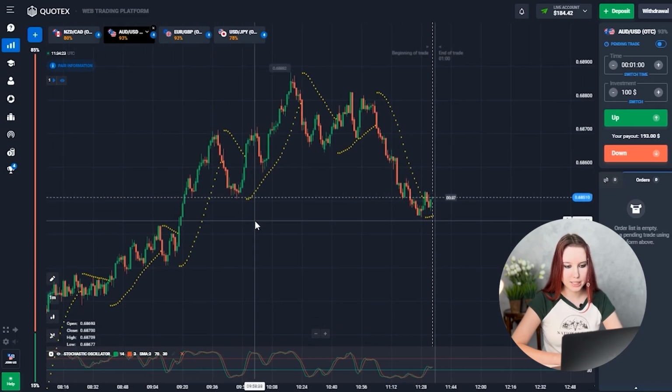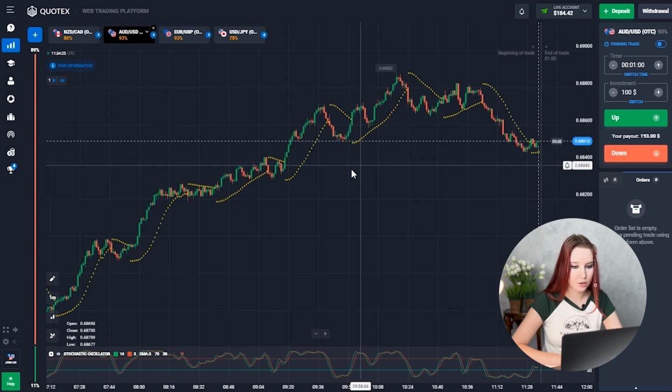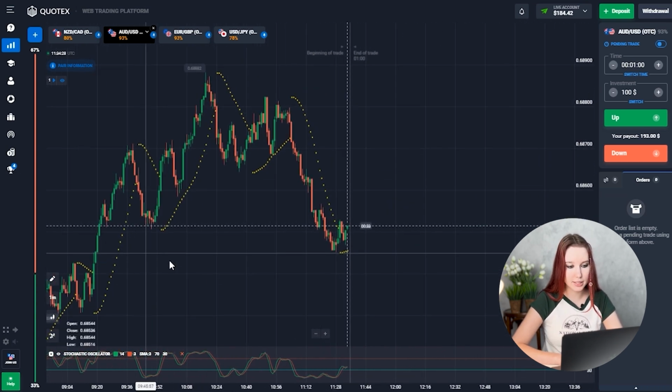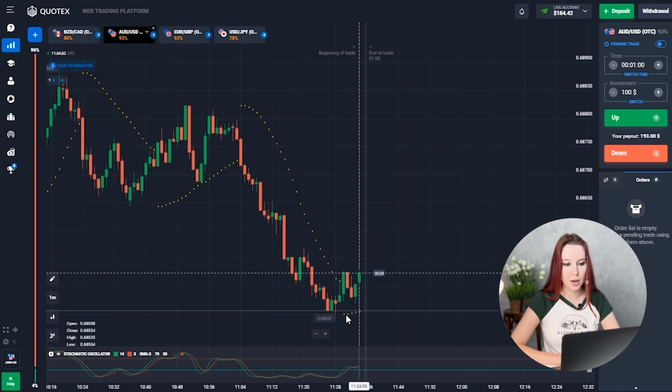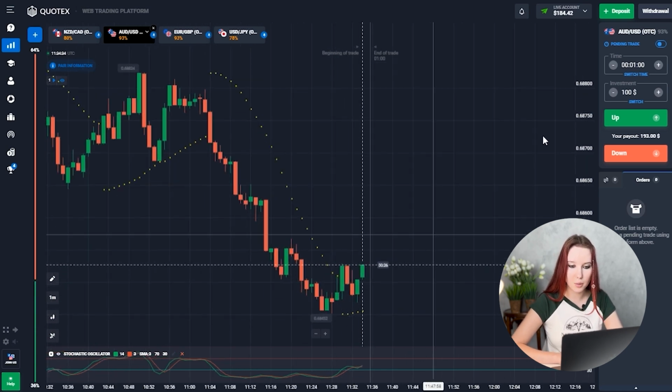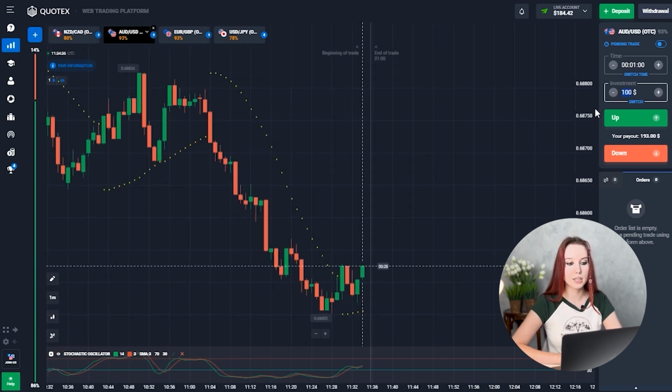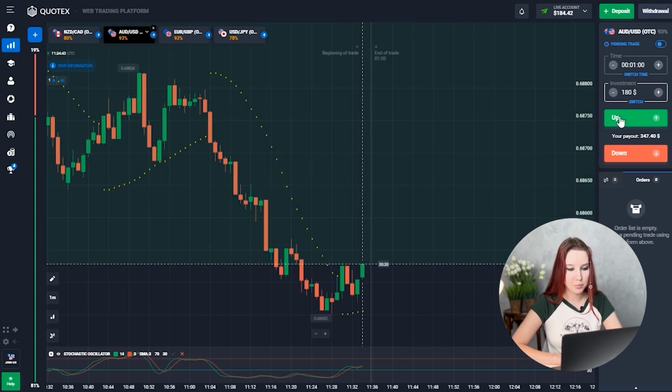And we continue our trading session and see what's happening on the second currency pair. Yes, we can see that the general trend here is an uptrend. Stochastic is looking up. We can notice that the chart is above the parabolic SAR, and I think the upward movement will indeed continue. So 180 bucks in my investment, trade up, let's go.